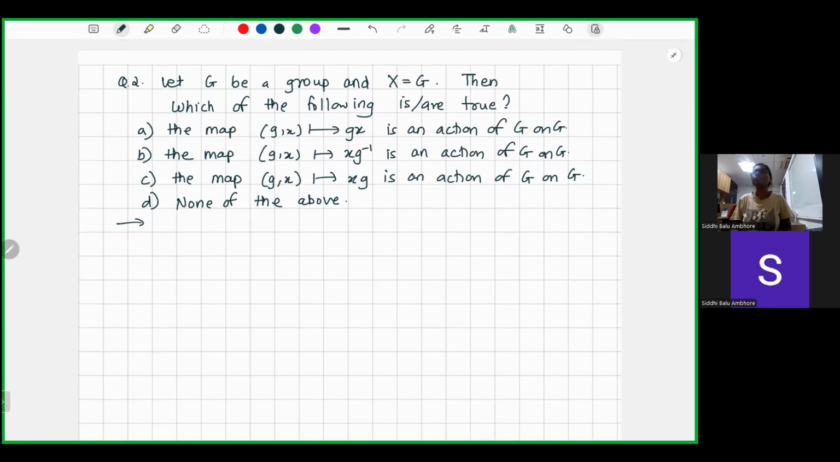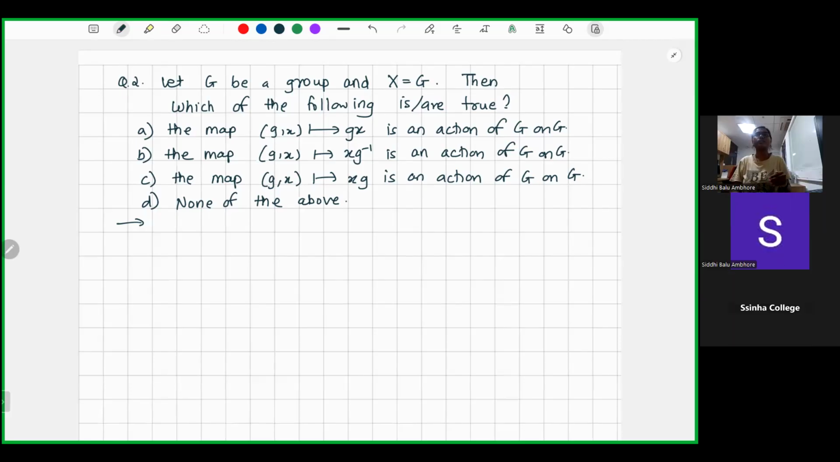So these are some actions of how G can act on itself. G is a group, and when we talk about group action, this X could be any set. These are some actions which we often use to see how G is acting on itself. So when we write this gx, note that this x is again some element from my group G. So gx is well defined here.